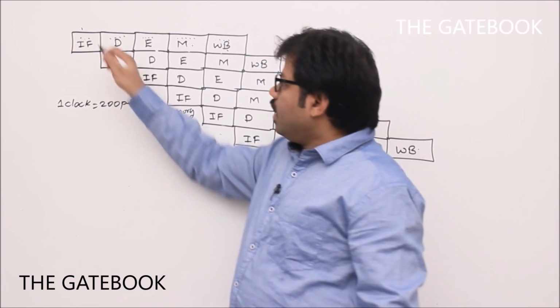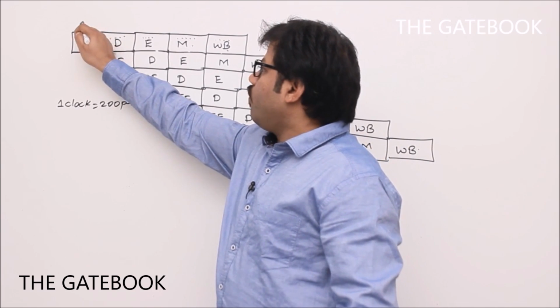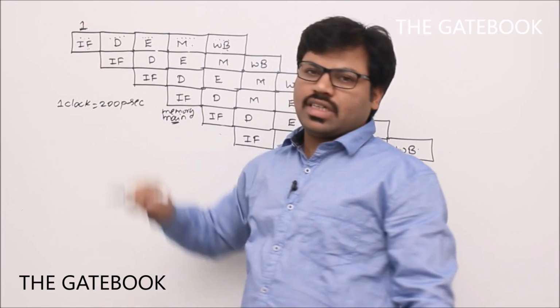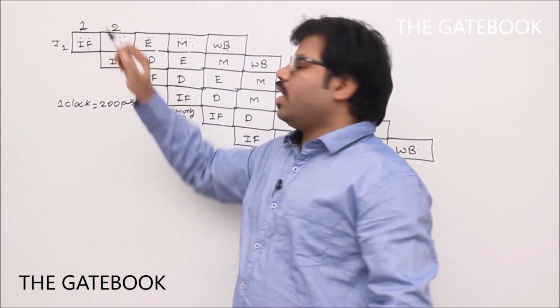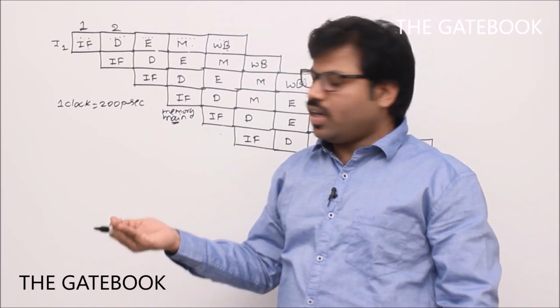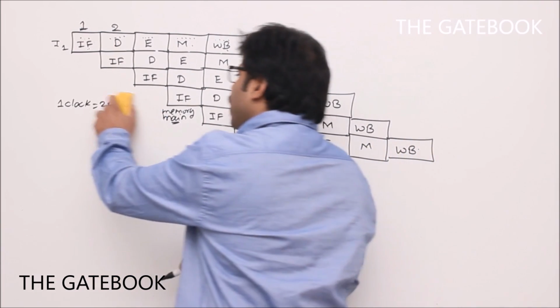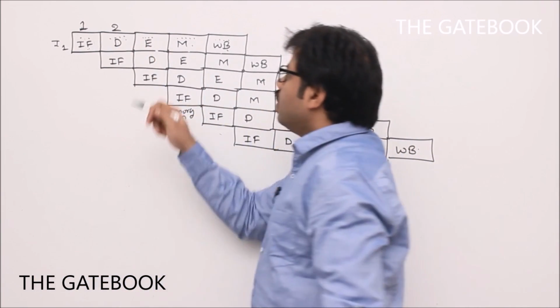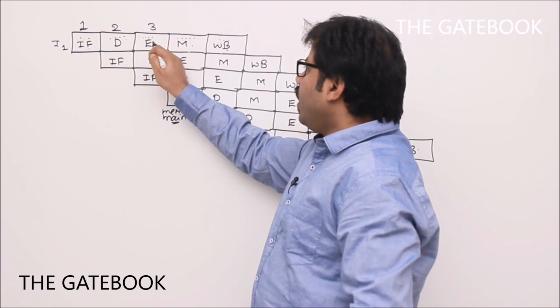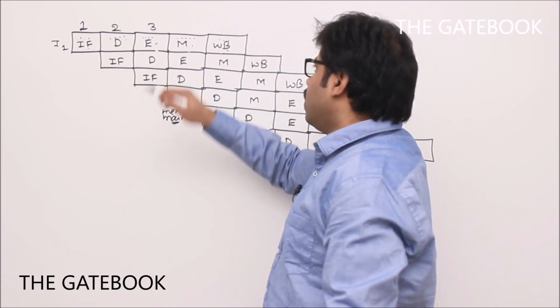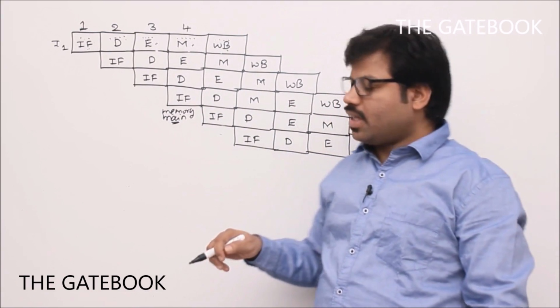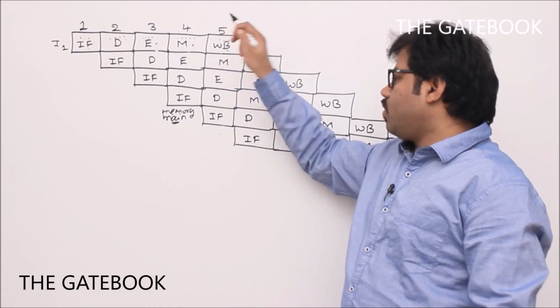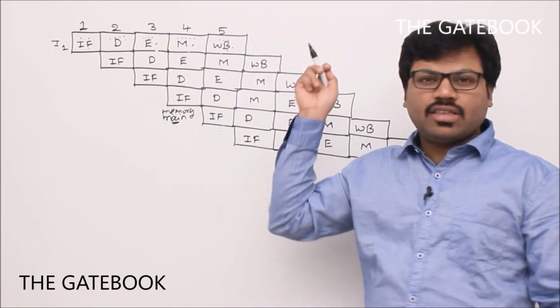In the first clock cycle, we are fetching the first instruction, instruction number 1. Then in the second clock cycle, that means in the second 200 picoseconds, we will be decoding that instruction. That's it. In the third clock cycle, we execute that instruction. In the fourth, we do memory access if it is there. Then in the fifth clock cycle, we will be writing back the result.